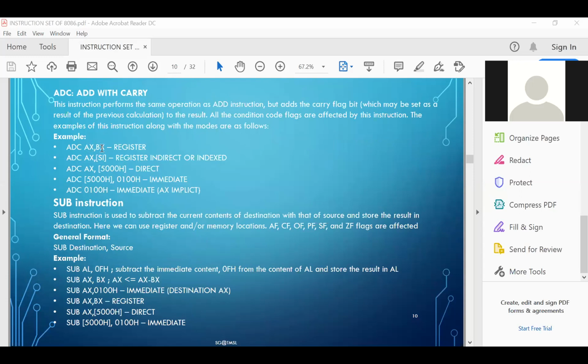ADC AX, BX. What happened in this case? BX must be added to AX with the previous flag bits. If there is any carry in your previous operation, if the carry flag is 1, then that 1 should be added to AX plus BX, using the ADC instruction. So ADC means add with the previous carry bit using the content of BX and the content of AX. The 3 things must be added: AX, BX, and the previous carry.